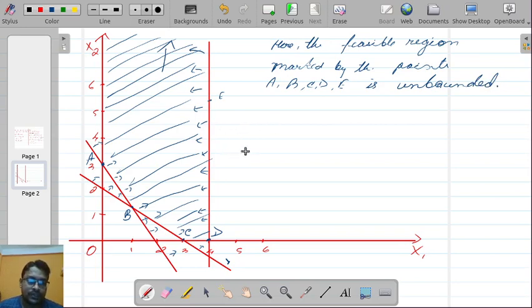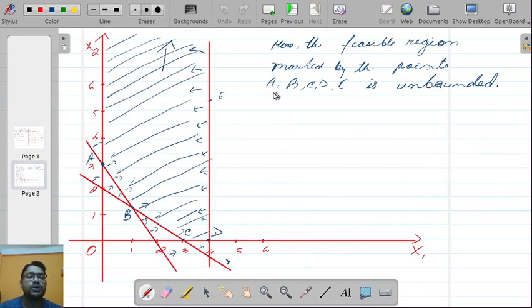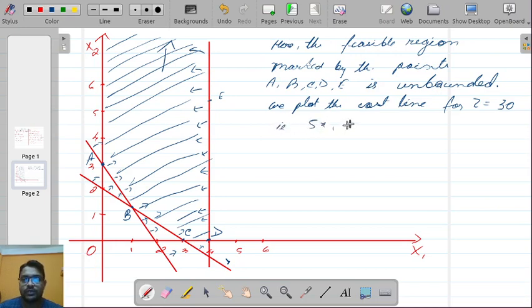So the next step is to find an optimal solution for this particular problem. For that, what do I need? I need the cost function. The cost function is 5x1 plus 6x2. So we plot the cost line for z equal to 30. 5 and 6, the LCM is 30. That is 5x1 plus 6x2 is equal to 30.